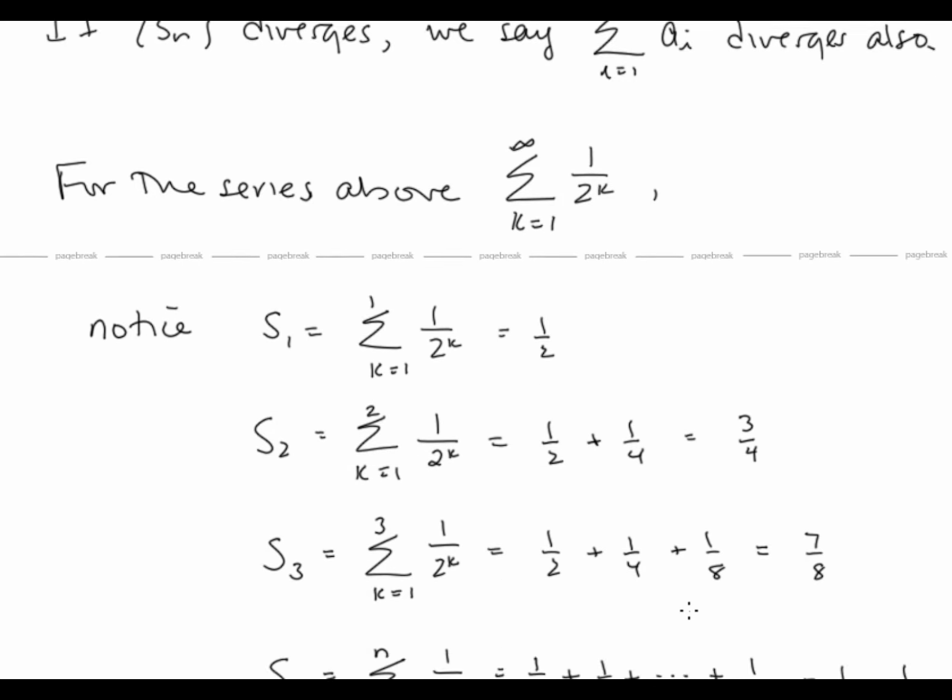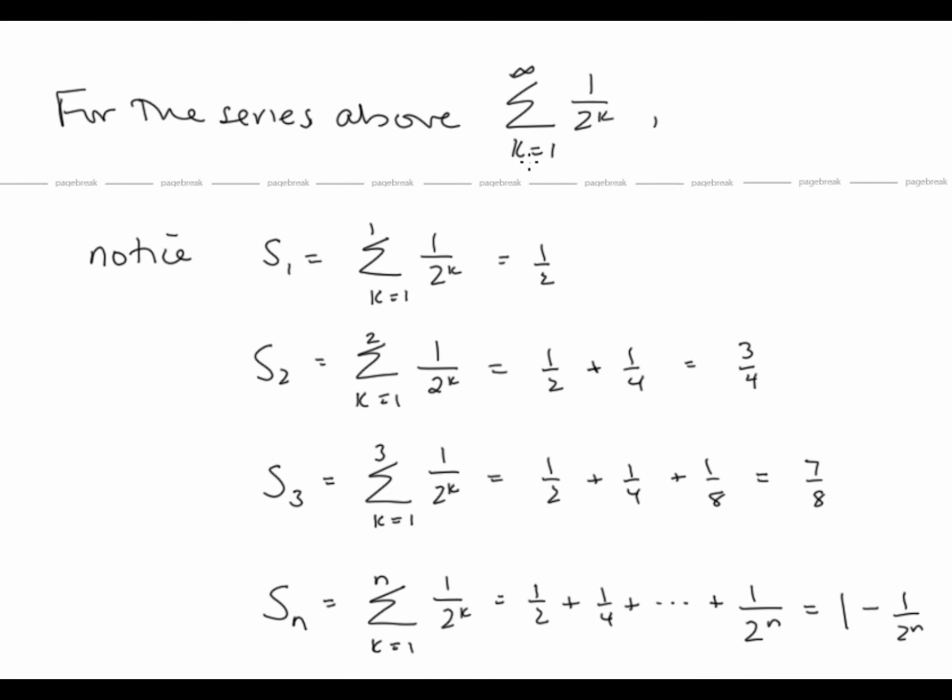So for the series we looked at above, k equals 1 to infinity, 1 over 2 to the k, we saw that this sum is equal to 1. Let's take a look at its partial sums. S sub 1 is k going from 1 to 1. This is just 1/2. S sub 2, k goes from 1 to 2. This is 1/2 plus 1/4. That's 3/4. S sub 3, k going from 1 to 3, 1/2 plus 1/4 plus 1/8, that's 7/8.